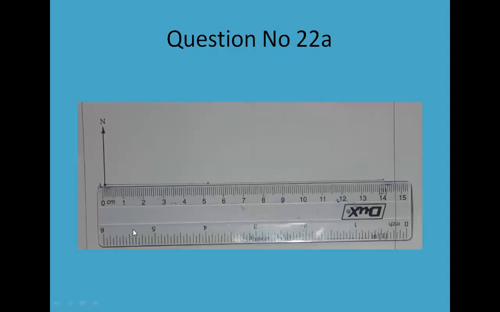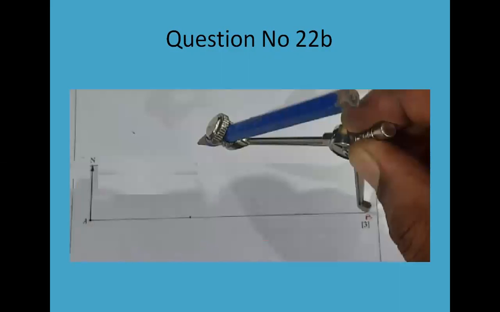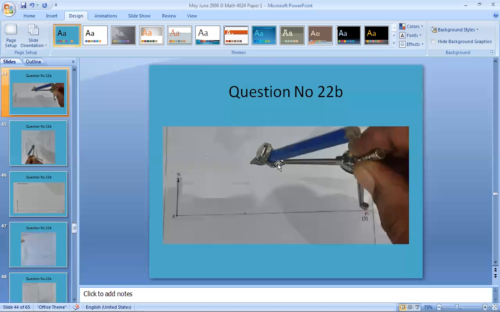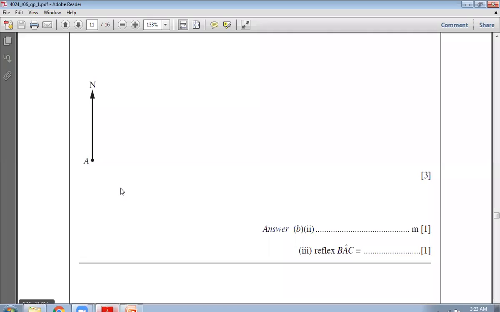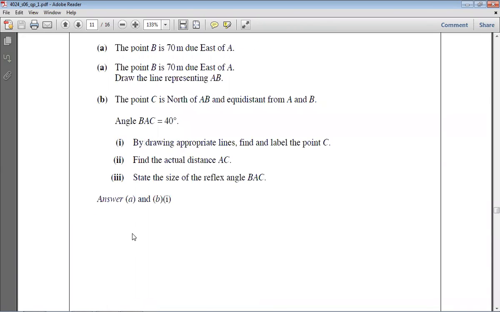And this length should be 14 because 1 centimeter represents 5 meter. So put a dot here and a dot on the same line. So this is that line. And here you can see I have drawn a line which is 70 meter and is in the east of A. Then the question changes now, 22B part. Let me show you the question. Okay, it's a 1 mark, 1 mark.